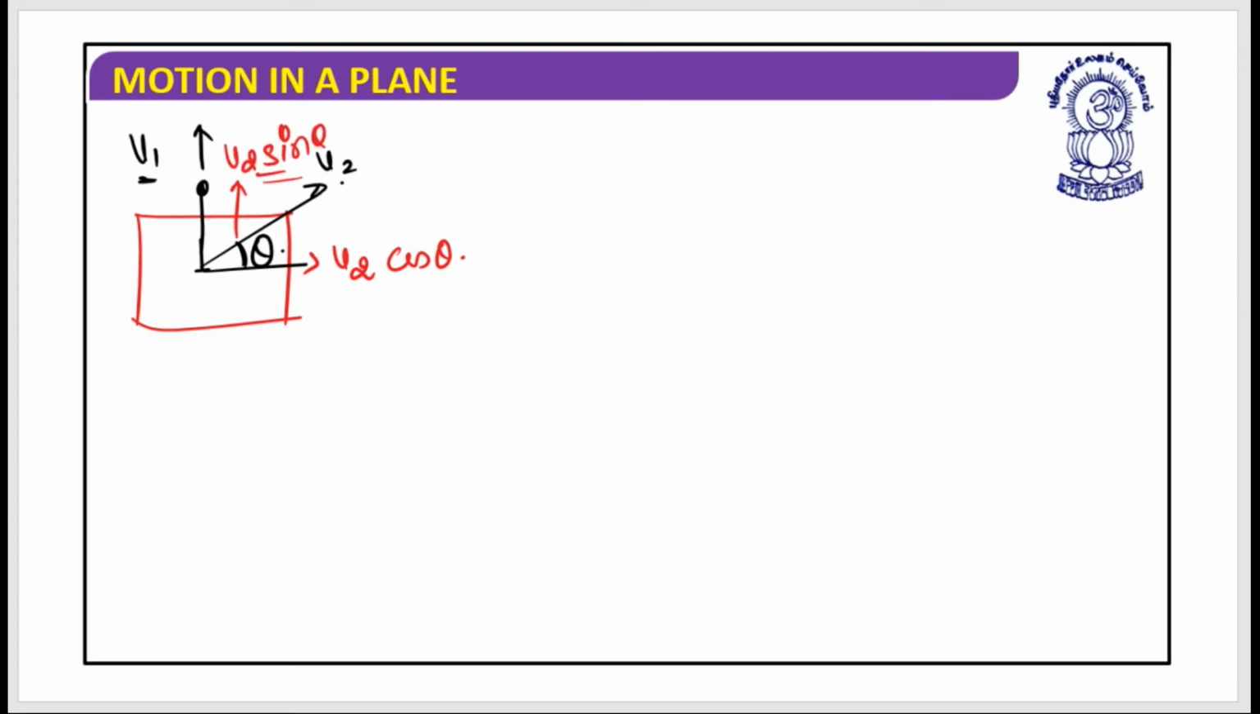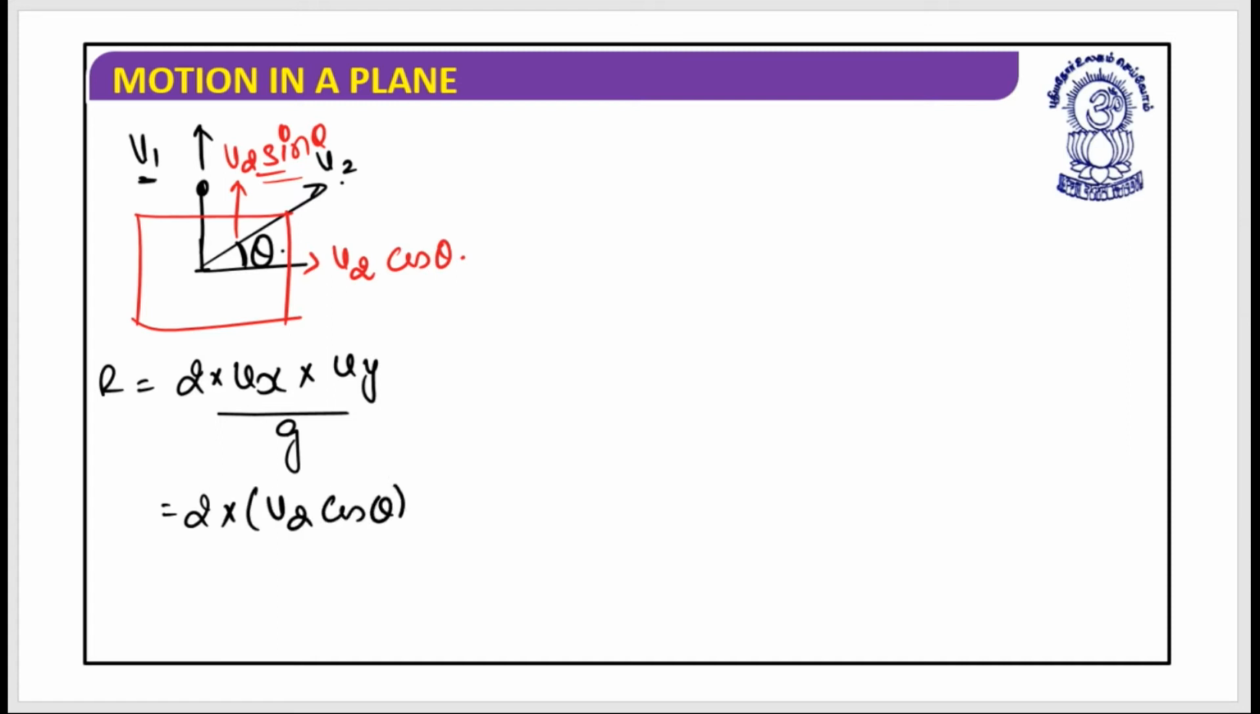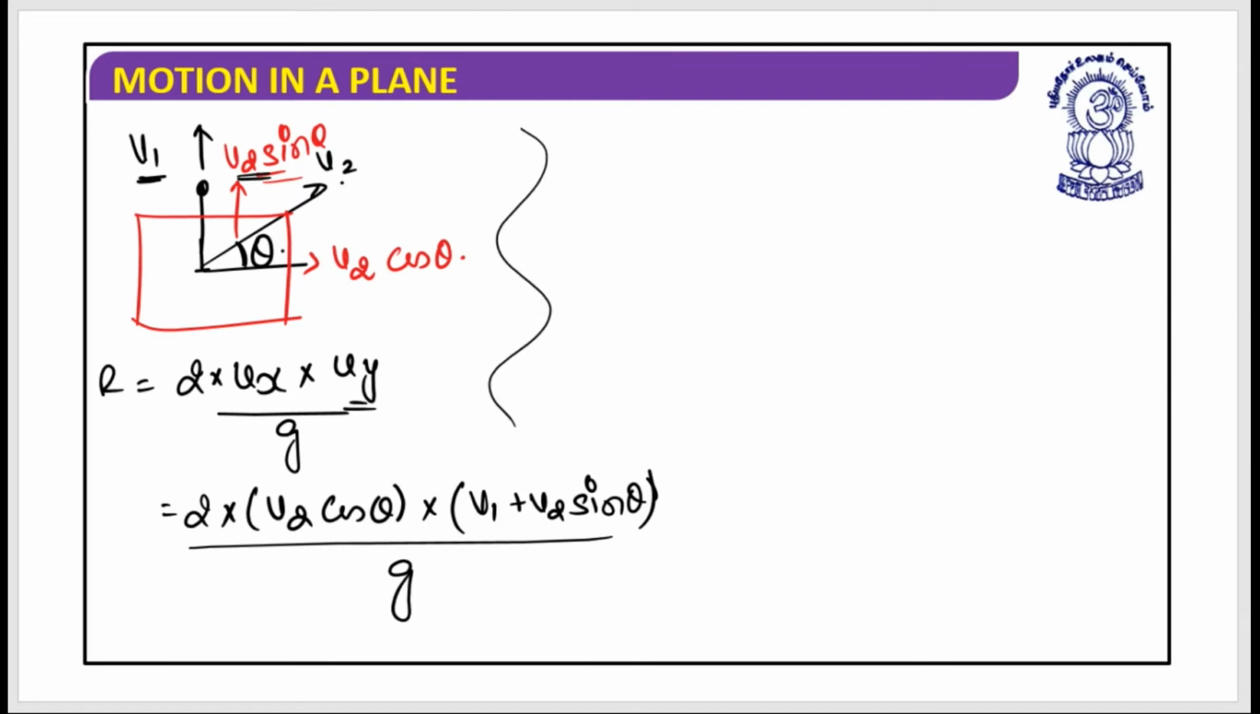Now in this case, what should I write for the range? The range can be written as 2 into ux into uy divided by g. This equals 2 multiplied by ux, where ux is V2 cos theta, multiplied by uy. Now uy is a combination of two components, V1 and V2 sine theta. So this can be written as V1 plus V2 sine theta, divided by g. This is the range.